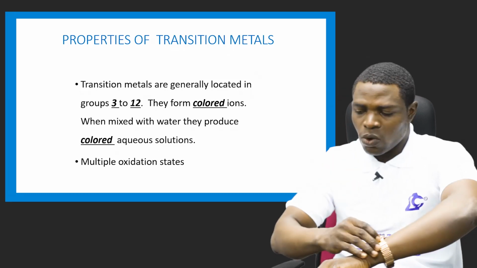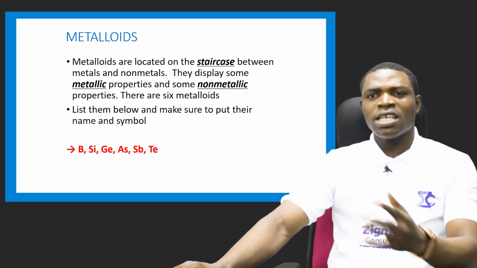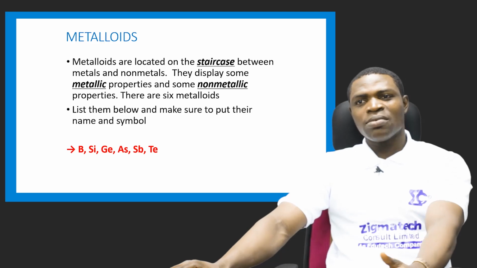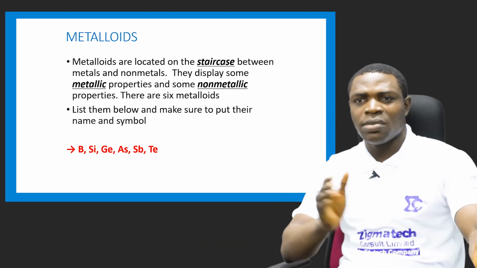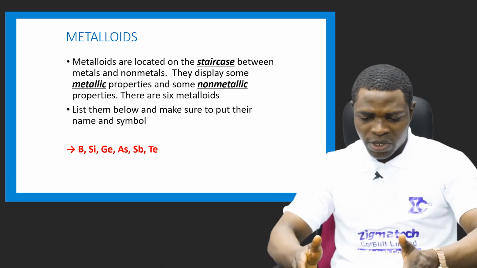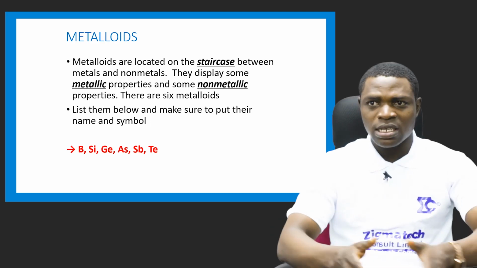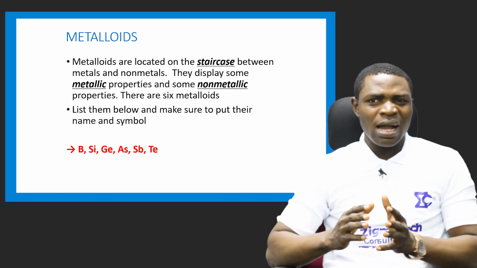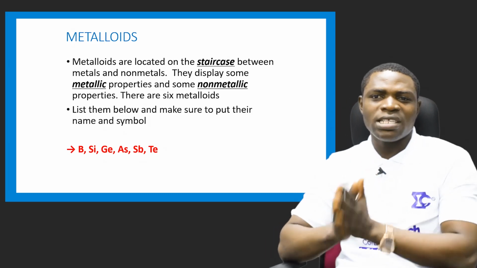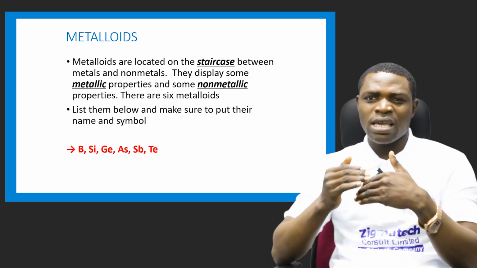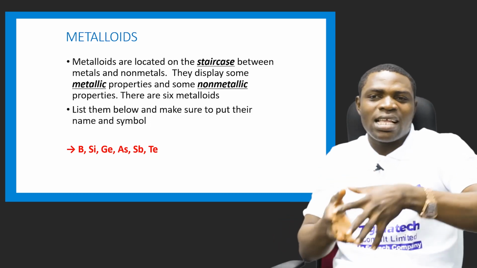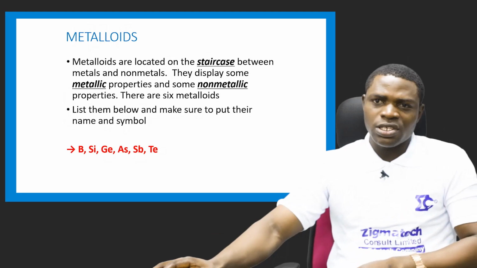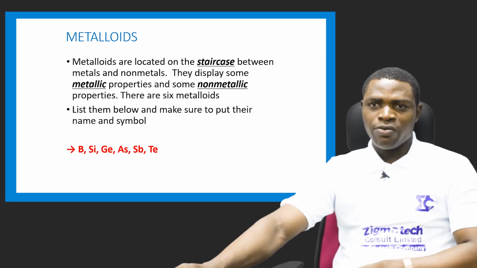So the metalloids are the semi-metal elements, and they are located on the staircase between the metals and the non-metals. They just form the bridge, the gap between the metals and the non-metals, and they are majorly 6 metalloids. And if you look at them, you understand that they are neither solid nor liquid. They are just semi-solid, and this is the basis of their properties.